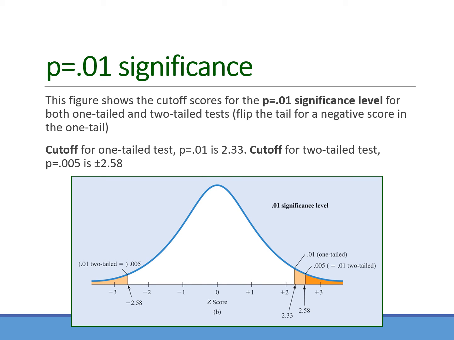It's similar for the 1% significance. Of course, they're farther out though. So the cutoff for a one-tailed test is 2.33, and it would be flipped if it were a negative. And the cutoff for the two-tailed test, for 0.005, is a z-score of 2.58, positive or negative. So here it is negative, and here it is positive. So these are the 1% significance cutoff scores for the one and two-tailed tests.